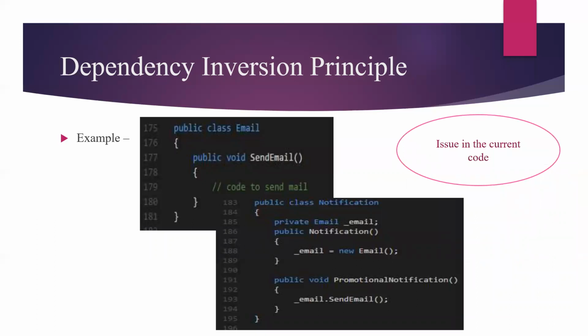Let's say we have a class Email and we have a class Notification. Now there's an issue in this code. Let's say I want to send not only the email, tomorrow I also want to have the functionality of sending SMS. Now this will cause an issue. Now we again have to modify the existing code, correct? So this is an issue in the current code.